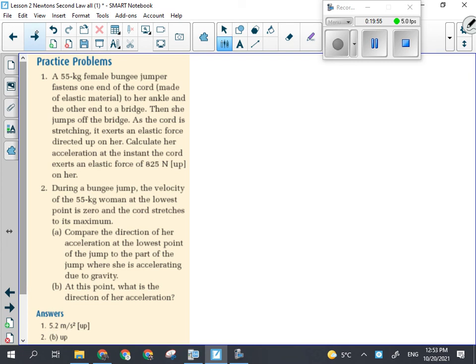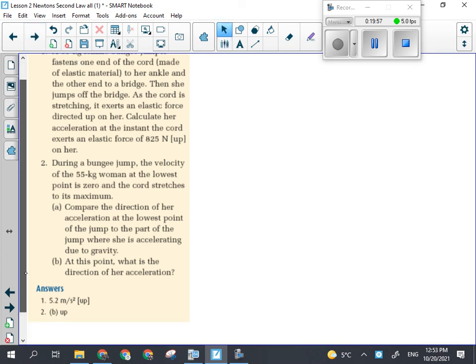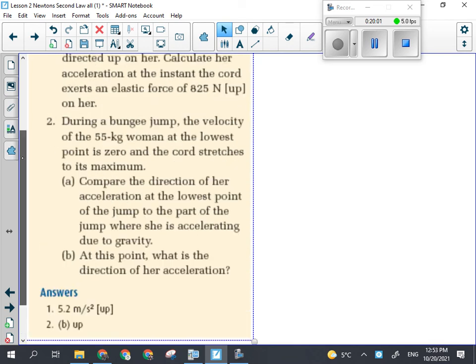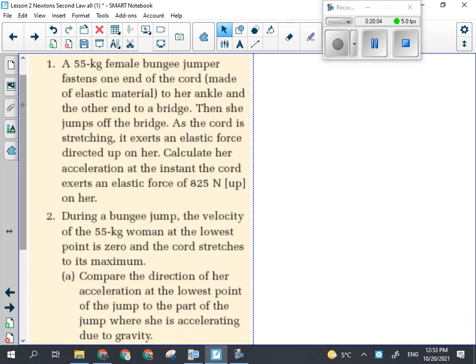Give number 1 a try. It's not a differential acceleration problem, it's just a simple elevator question. I'll make it a little bit bigger so you can read it better. Give that one a try. Give you a few minutes on that.